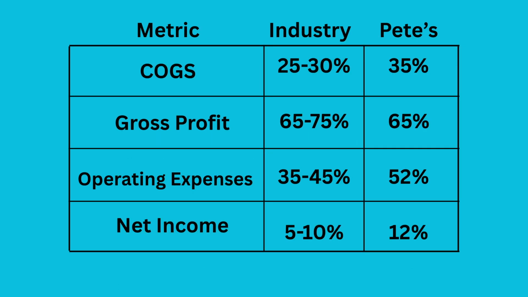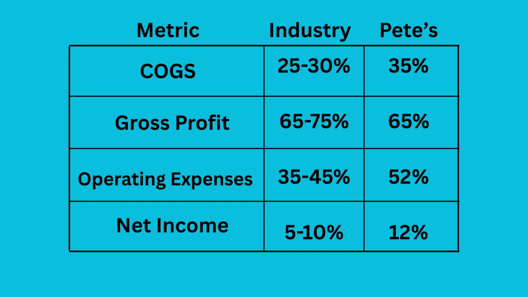Compared to the industry benchmark of 25 to 30%, the shop's cost of goods sold is slightly high but not extreme. This suggests there may be some inefficiencies in sourcing ingredients or wasted inventory management. Next, let's look at our gross profit. Our gross profit of 65% is solid and aligns well with the industry norm, 65 to 75%. This tells us that the business has pricing power and a strong brand.